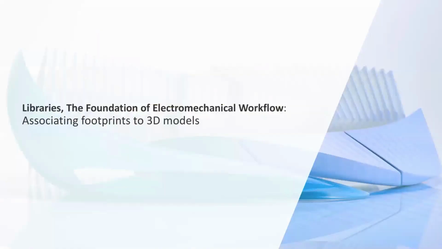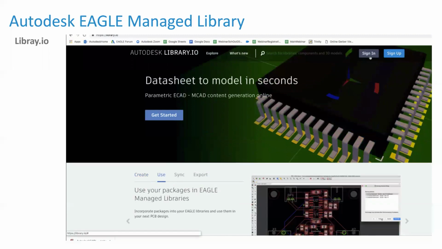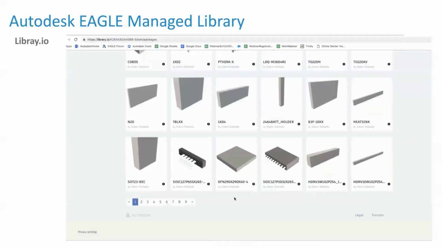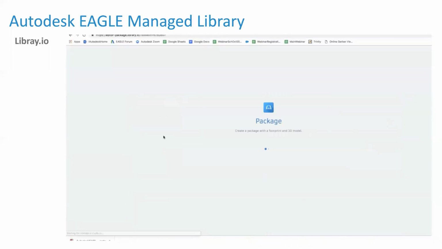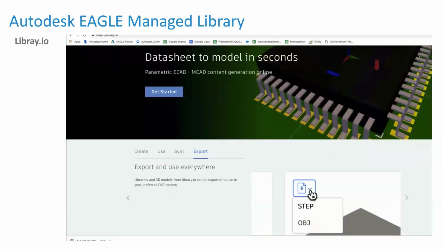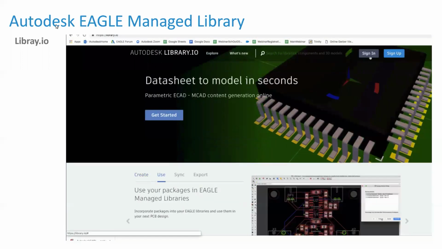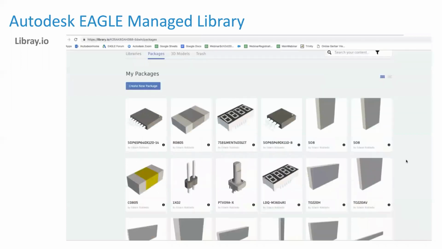Now, let's talk about associating 3D models to our footprints. Before I go there, I need to introduce something called library.io. Autodesk created a system called library.io. It's a website, but it's a lot more than a website.